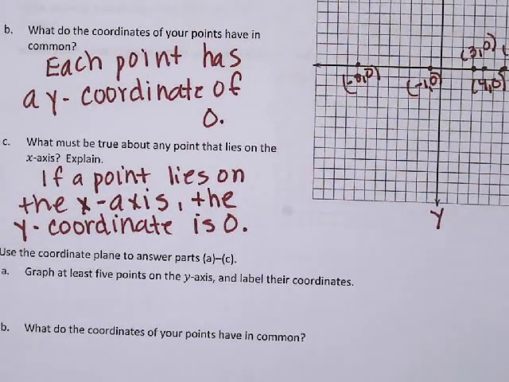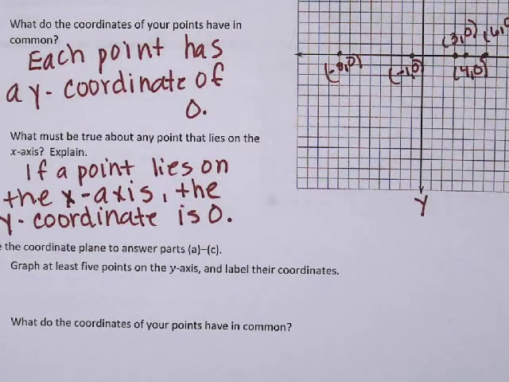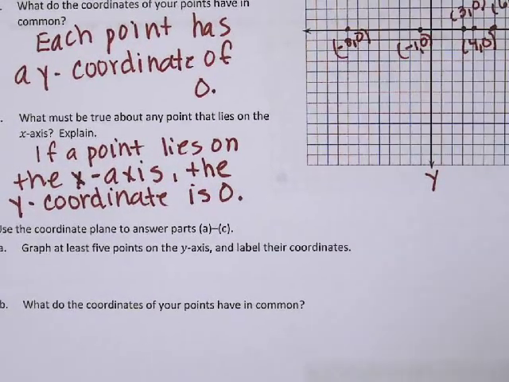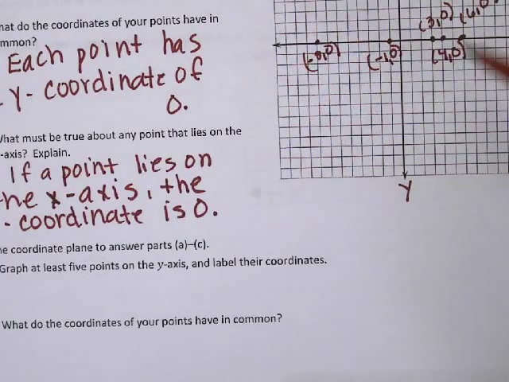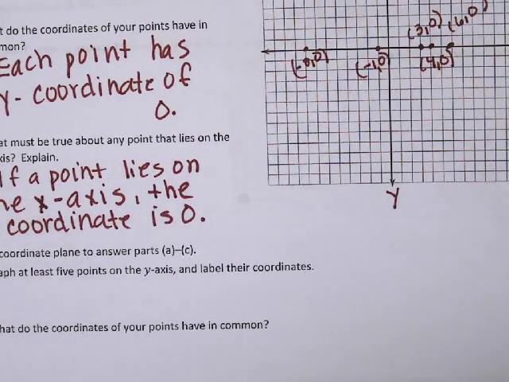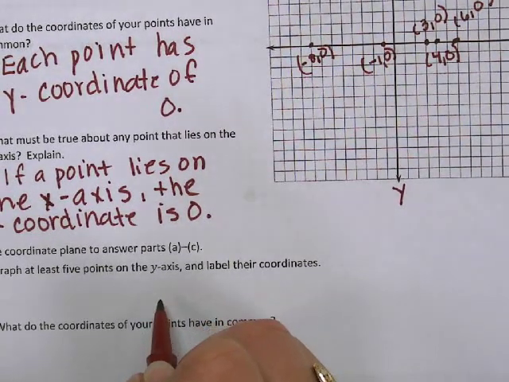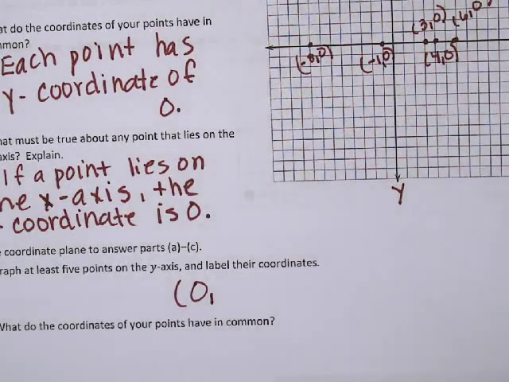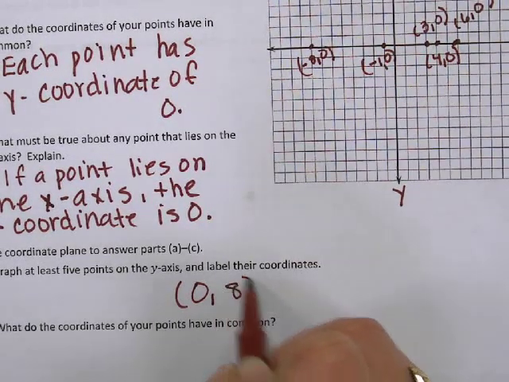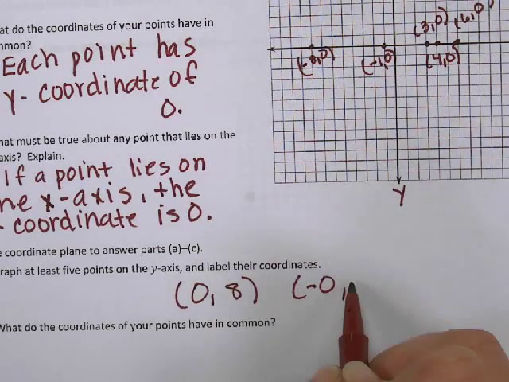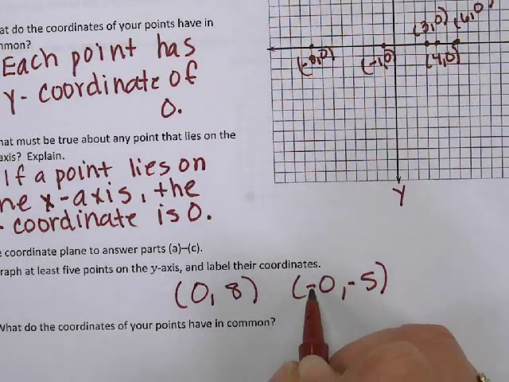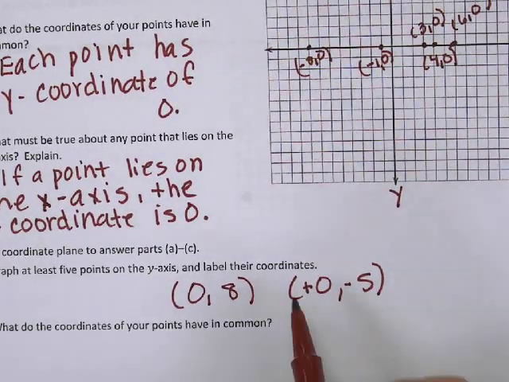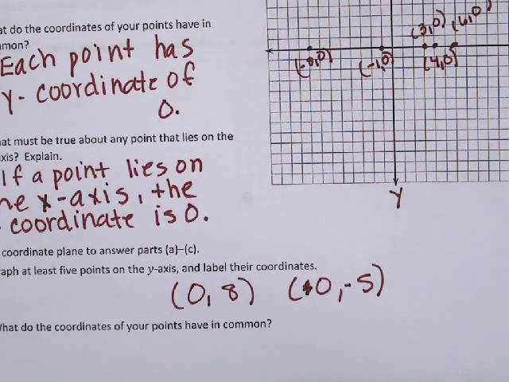So in exercise 2, it kind of asks us the same, only opposite. It's telling us to graph at least 5 points on the y-axis and label their coordinates. So think about, what do you know about points that are going to lie on the y-axis? We're just going to do a couple. We're going to do (0, 8), and we're going to do (0, 5). Sorry, that should not be a negative right there. Obviously, 0 is neither positive nor negative.